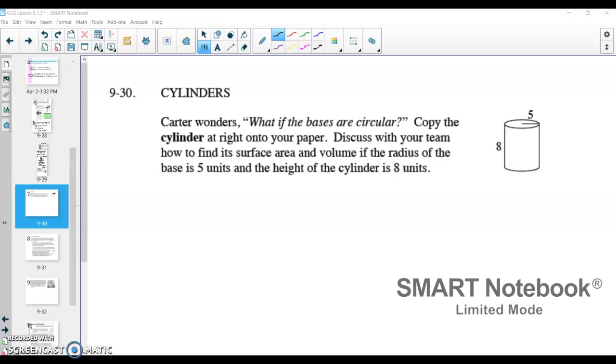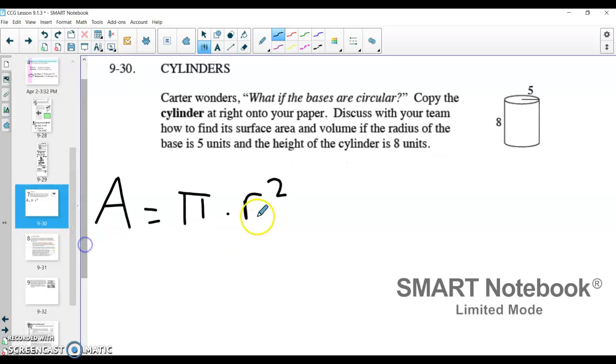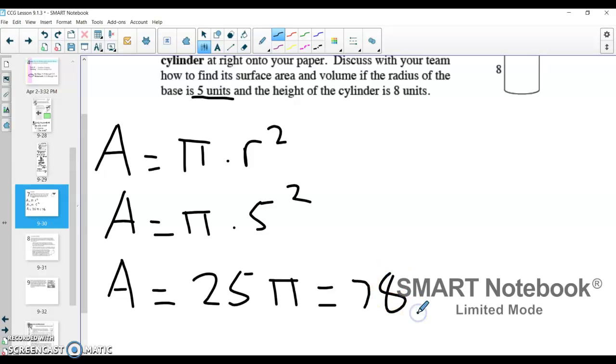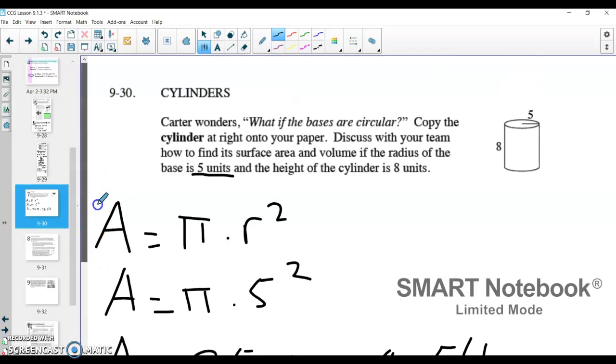All right? And so what we need to do is find the area. We have a circular base, and so we need to find the area of that circle. Well, area of a circle is pi times the radius squared. It tells me that my radius is 5 units, and so I can find the area of that circle, which is pi times 5 squared, and my area is equal to 25 pi, or if you like decimals more than you like the 25 pi, it's the same thing as 78.54 if I round it. So either way, that's your area.